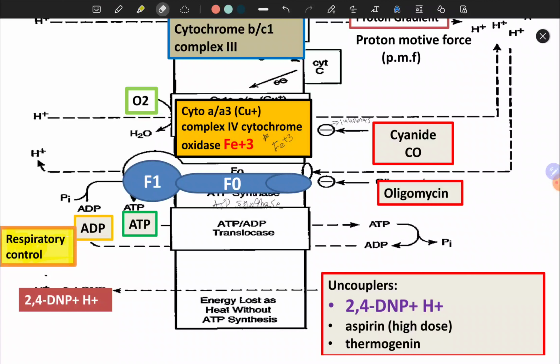Uncouplers include high dose aspirin; more than 150 milligram per kg is regarded as a high dose. No need to know the dose exactly. So just know that high dose aspirin may also act as an uncoupler. You have another uncoupler, which is called a natural uncoupler. This is called thermogenin.